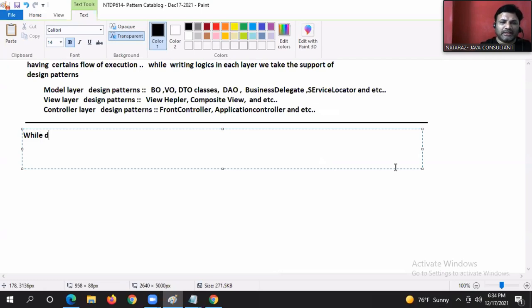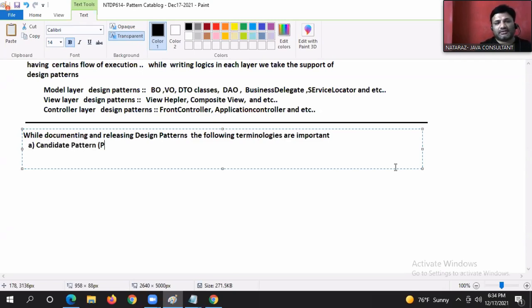While documenting and releasing design patterns, the following terminologies are important. Number one, candidate pattern. Okay, guys, part of pattern identification.